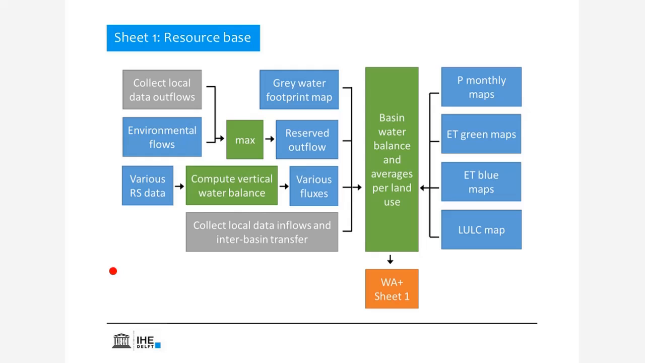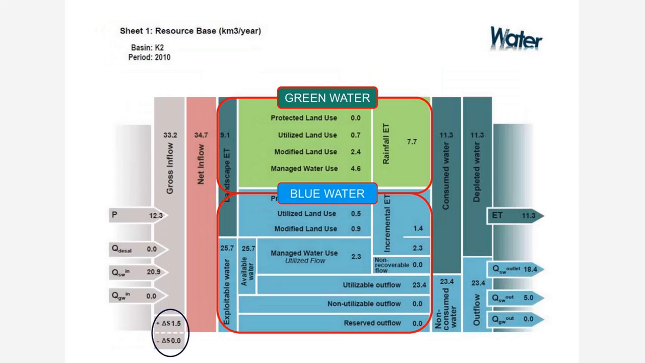And this is the way it's calculated. So you have a number of inputs. Some can be collected mostly from remote sensing, but some you need from in situ or local data. So if you want, for example, to estimate the reserved flow, you need to have information on commitments and legal agreements.